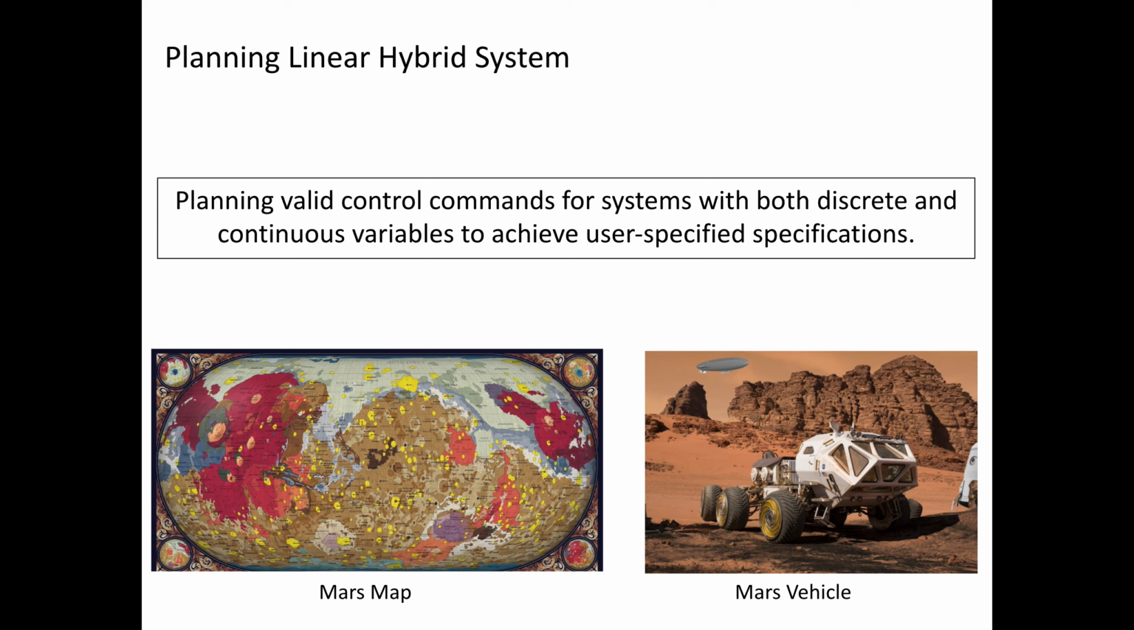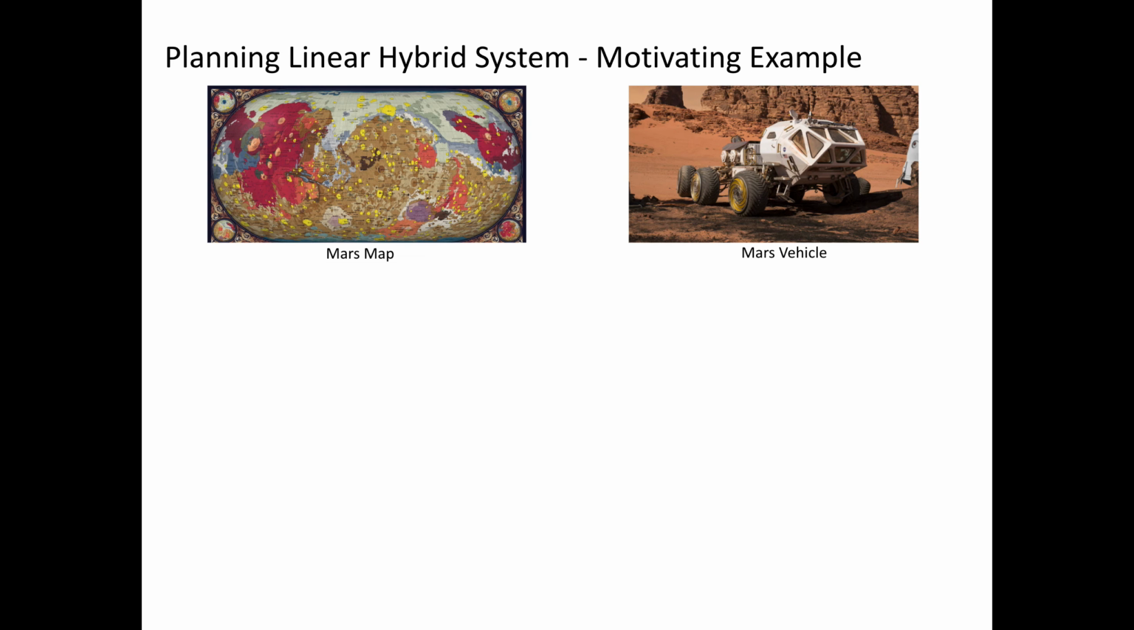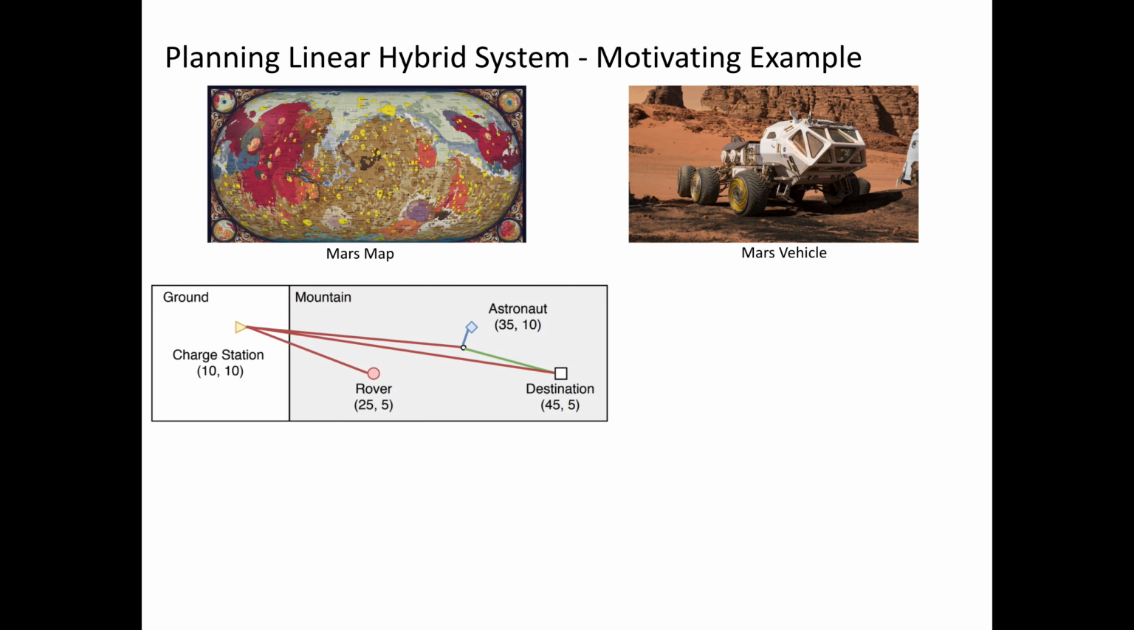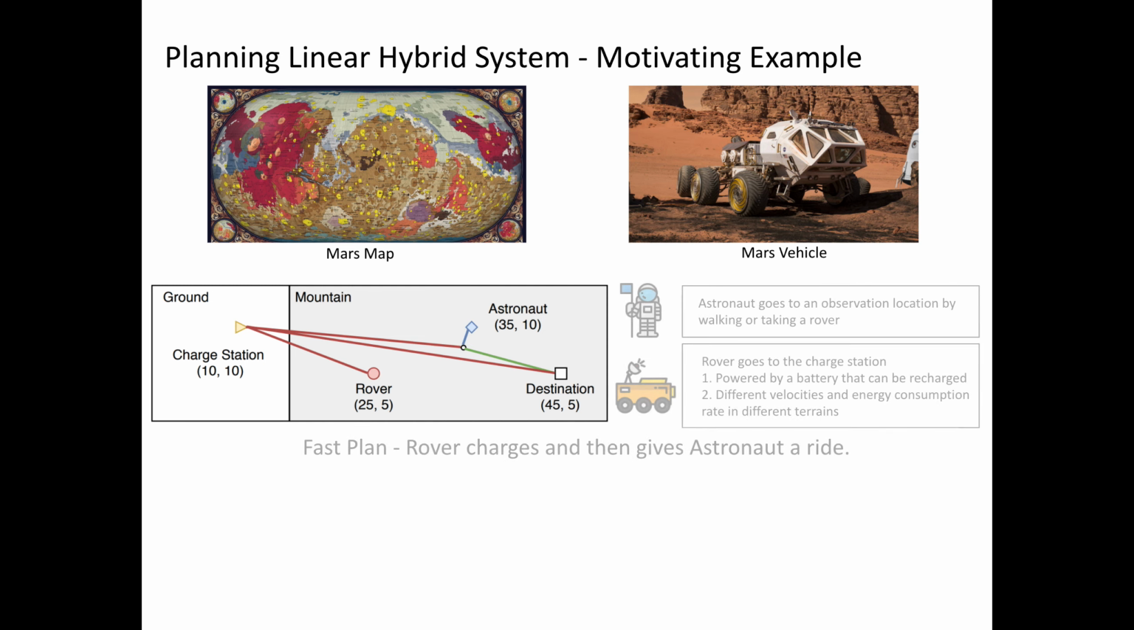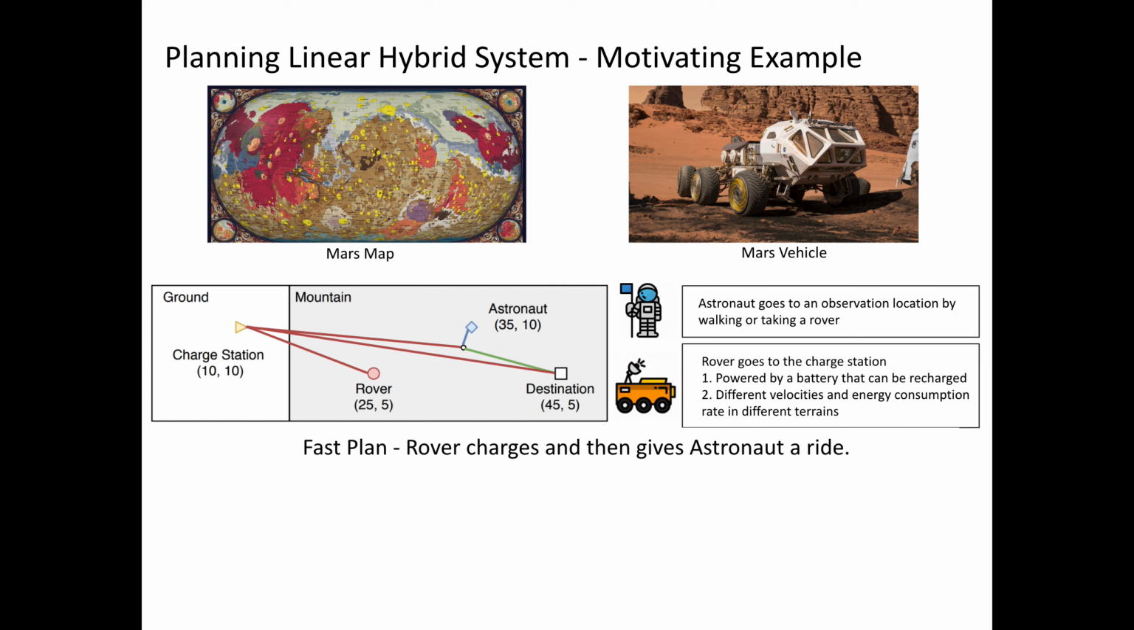In order to motivate the problem we focus on in this paper, I'm going to introduce a pedagogical example. Here, we are using a transportation example on Mars. Consider on Mars, an astronaut should go to an observation location by crossing different terrains such as mountain, ground, and basin. A rover needs to go to the charge station. The astronaut can either walk or take a rover. The moving speed of the rover is much faster than the walking speed of the astronaut.